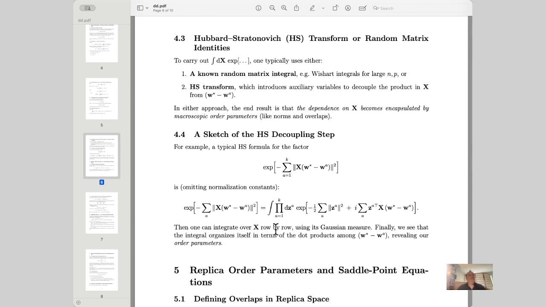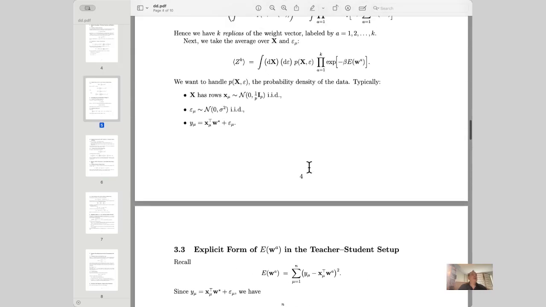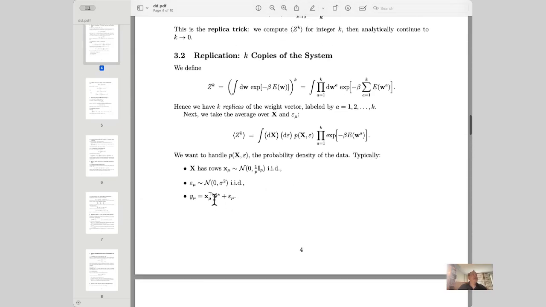Sorry for interrupting. This W star is the optimal solution. It's this object. It's the pseudo-inverse solution, right? So this is the pseudo-inverse solution, so you assume the teacher is almost perfect and has a little noise. So this is the teacher label. Okay. All right.